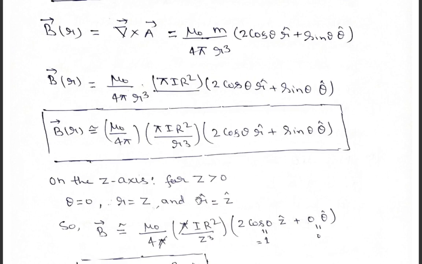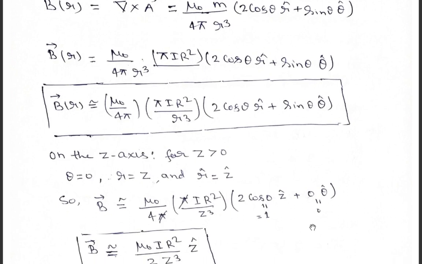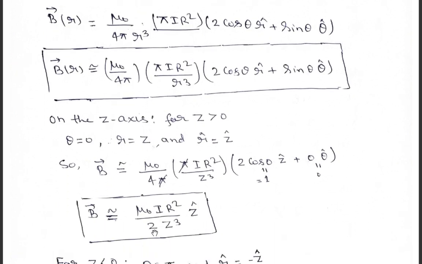So if you substitute, B vector is equal to μ0 upon 4π, I R², and in place of r³ I have written z³, in bracket 2 cos 0 z unit vector plus sin 0 θ unit vector. Sin 0 means 0 into θ unit vector, that becomes 0, and 2 cos 0 z unit vector becomes 2 times 1, that is 2. So this 2 and 2 will be cancelled out. We get B equal to μ0 upon 2, I R² upon z³ into z unit vector.